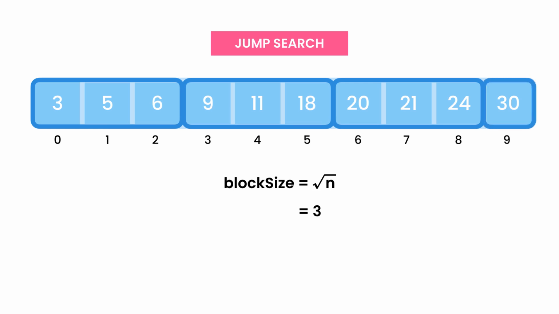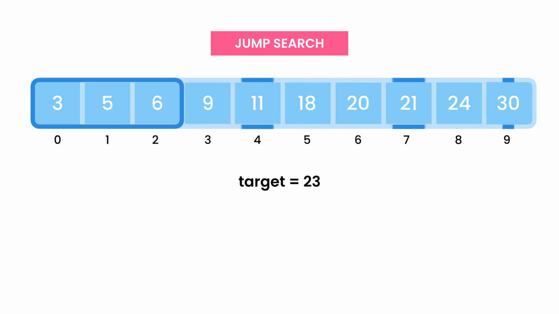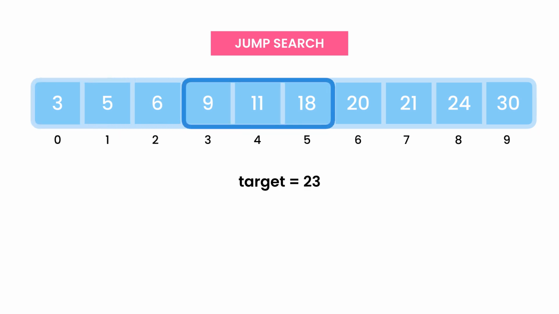Now, instead of checking every item in this array, we're going to figure out in which block the target item exists. Let's say we're looking for 23. We start from the first block. We compare the last item in this block with our target value. 6 is smaller than 23, so our target value definitely cannot be in this block. Now we look at the second block. Again, we compare the last item in this block with our target value. 18 is smaller than 23, so our target value cannot be in this block either.